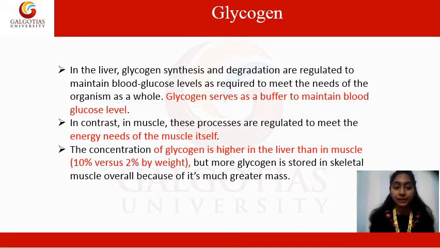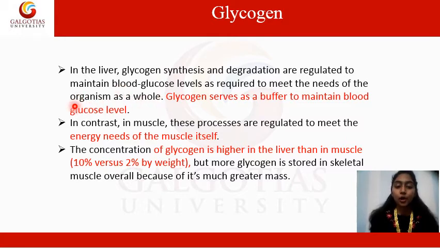So, in liver, glycogen synthesis and degradation are regulated to maintain blood glucose levels as required to meet the needs of the organism as a whole. What does this mean? This means whenever we require energy and we are fasting, then glycogen, which is already stored, is broken down into glucose to meet the energy needs of the organism.